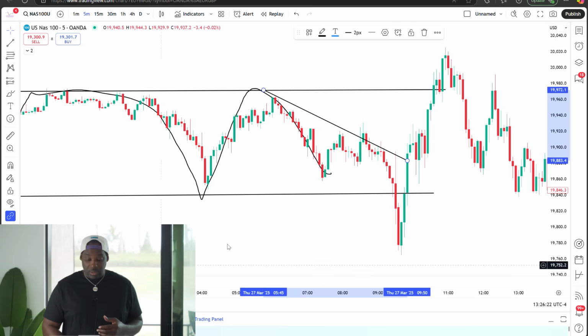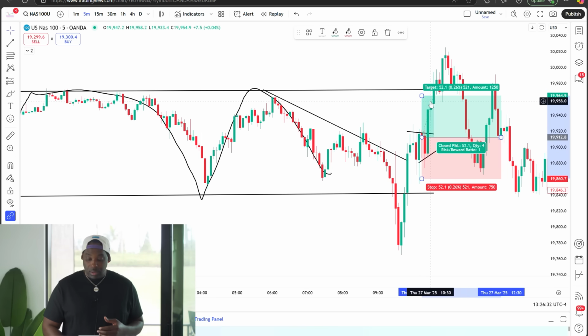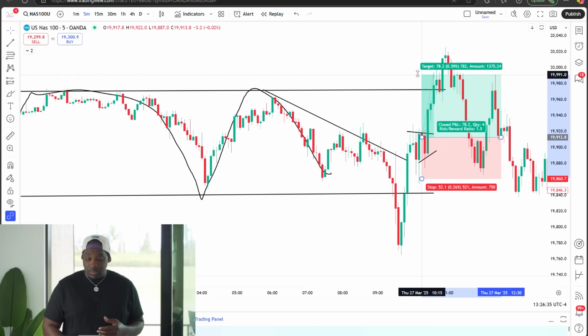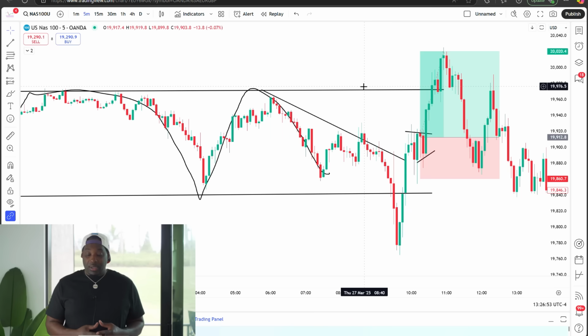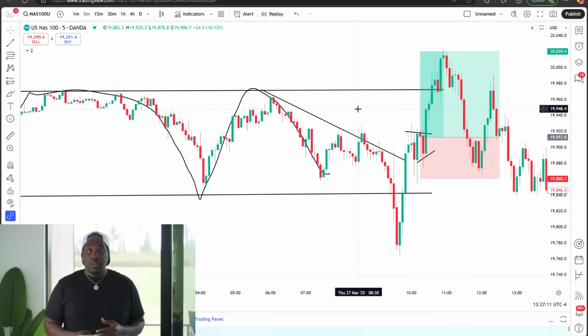I went long. If you look at this nice little consolidation right here, I went long right here. And then basically, I got the top of the range. So that was my day right there. And I made 6,700 on that trade, all right?